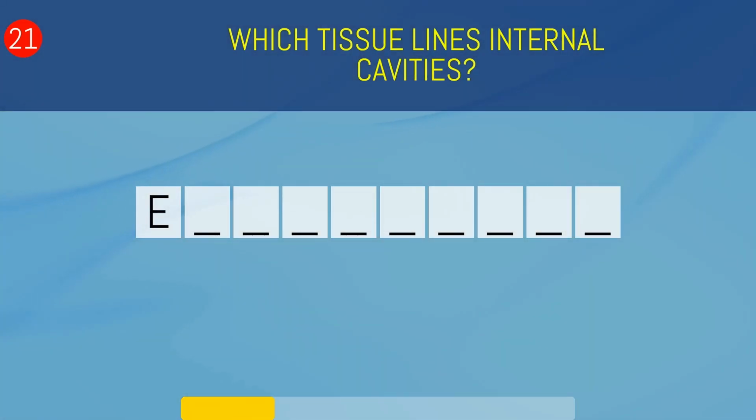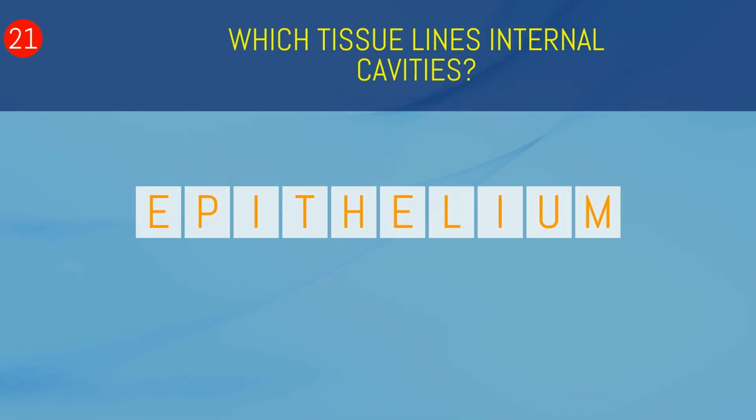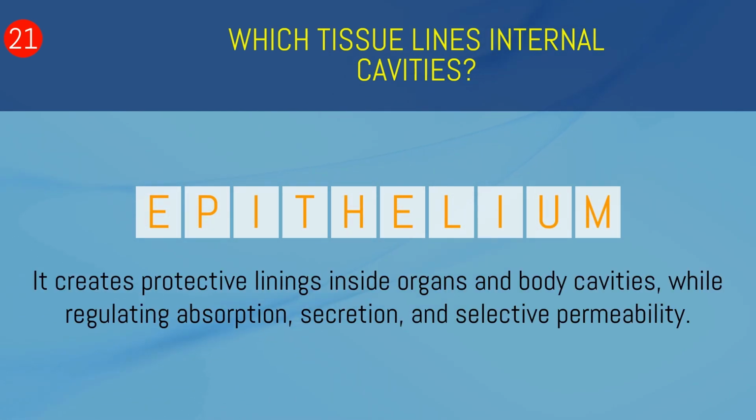Which tissue lines internal cavities? Epithelium. It creates protective linings inside organs and body cavities while regulating absorption, secretion, and selective permeability.